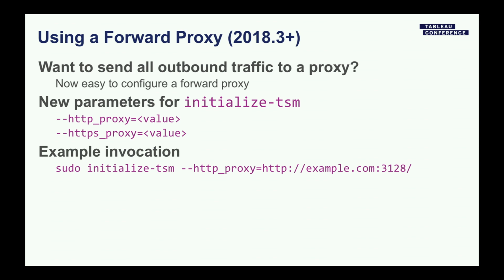We also now support configuring a forward proxy as part of initialization in the 2018.3 release. So if you want to use an outbound proxy for all of your traffic, you can just add these two parameters to initialize TSM. You set the HTTP proxy, and you can have a separate proxy for HTTPS connections. You just add those parameters to initialize TSM, and then all of your processes will use the forward proxy.